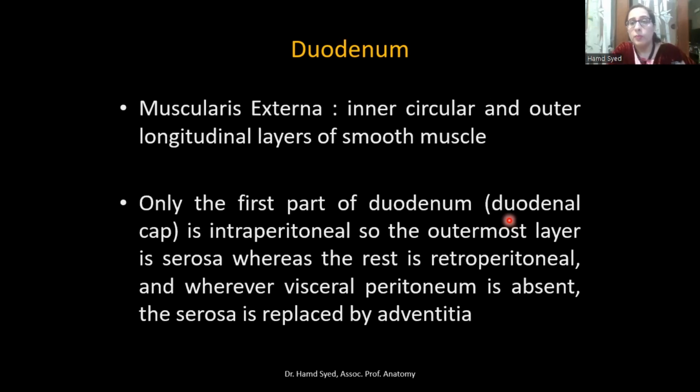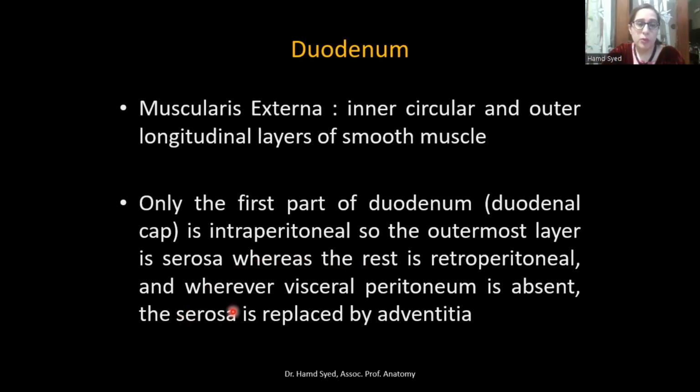Within the duodenum, muscularis externa has the typical layers of inner circular and outer longitudinal smooth muscle. And when we talk about the outermost part of the duodenum, remember it is only the first part of the duodenum, known as the duodenal cap, which is intraperitoneal. So the outermost layer is serosa, whereas the rest of the duodenum is retroperitoneal. And in that case, wherever visceral peritoneum is absent, the serosa is going to be replaced by adventitia.